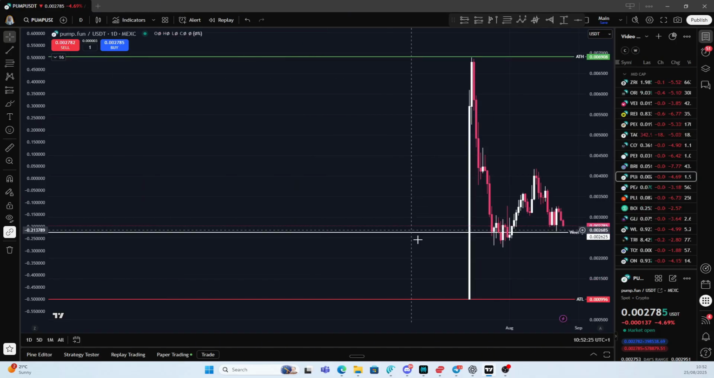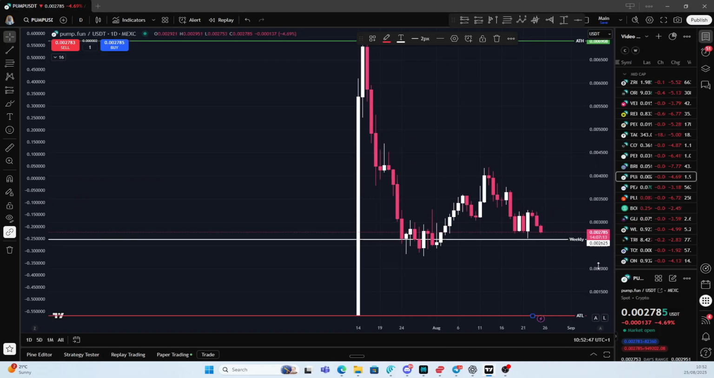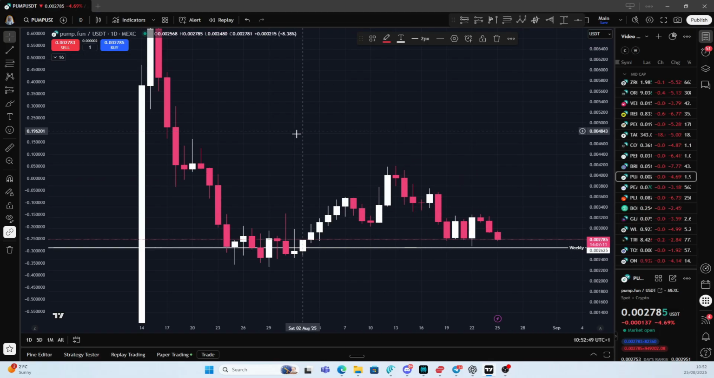So if I reset the chart view, what can we see? We can see we had this massive impulse up, clipping an all-time high here, and then moves down and it fell into this range. Nice little reversal out of this range, closed this market structure gap here, and is now retracing back into this range. So what can we map out from a level perspective on here?